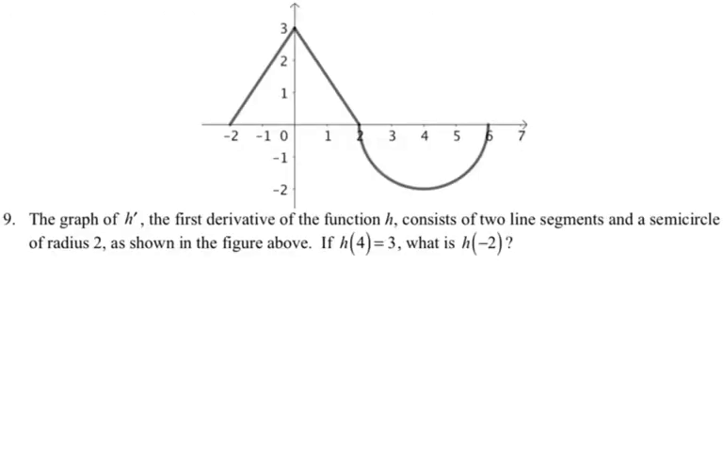The graph of h prime, the first derivative of the function h, consists of 2 line segments and a semicircle of radius 2, as shown in the figure above. If h of 4 equals 3, what is h of negative 2?